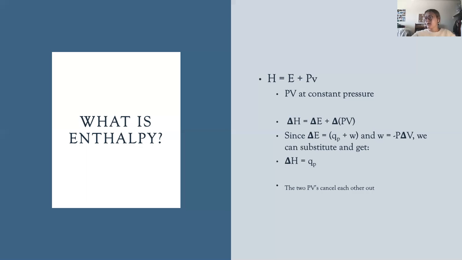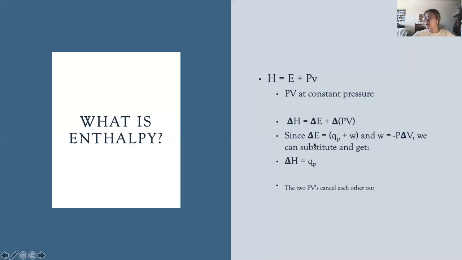But the way he broke it down in lecture was that we have this equation, delta H, and we know that the change in H is equal to the change in internal energy plus the change in PV. And since we know from past lectures that the change in energy is equal to heat plus work, and that work is equal to negative P delta V, we can substitute that negative P delta V for W, and we end up with delta H equals Q_P.